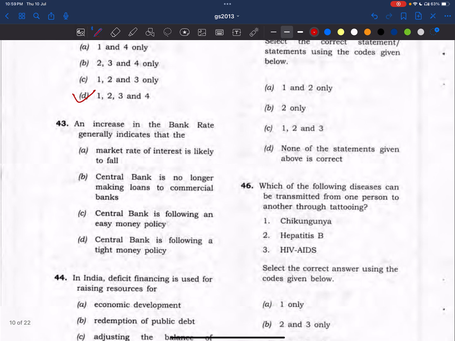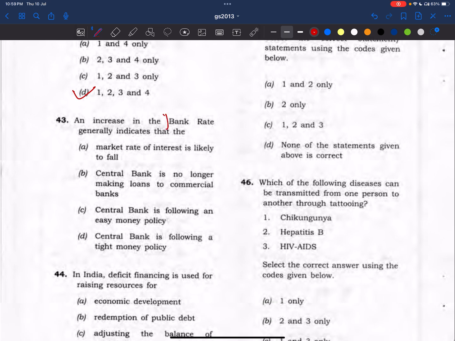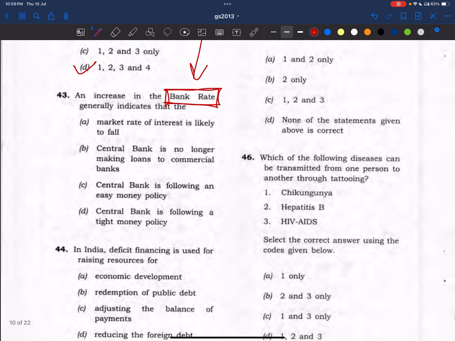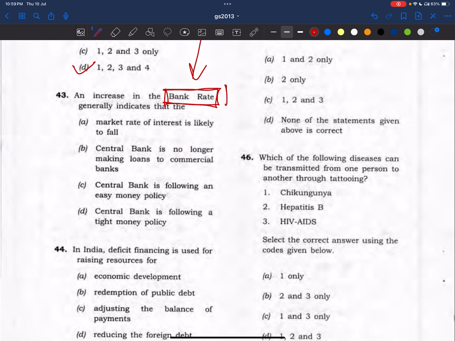Now, coming to the 43rd question. Increase in bank rate. See again, bank rate. This question is also related to RBI, where bank rate, CRR, SLR, these are tools of RBI to control the liquidity. Now see, it is telling bank rate is increased. That means what? The interest is increasing. So what happens? The liquidity reduces when the interest rates are increased. The loans get dearer.